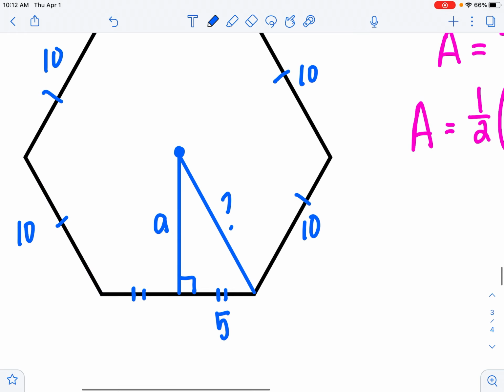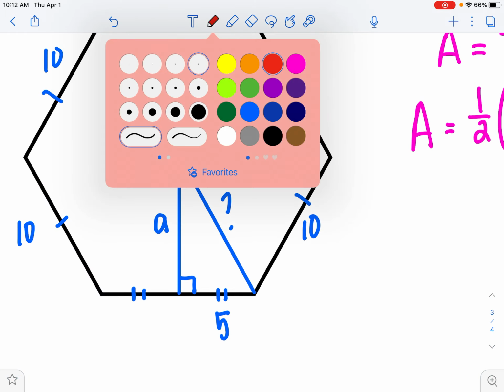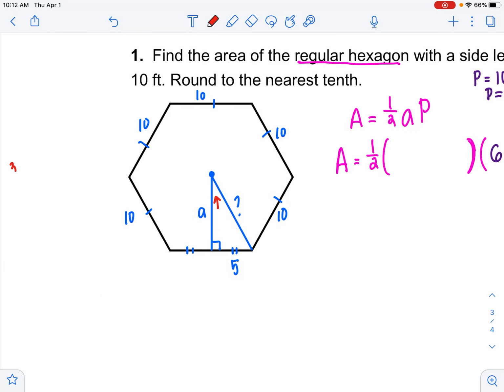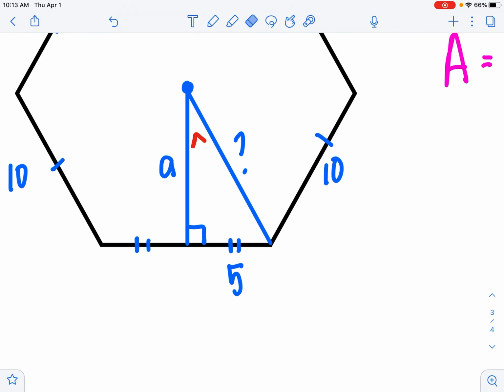All right, the next thing you're going to do is find this angle right here. And how are you going to find that angle? You're going to do 360 degrees divided by the number of sides, which is 6, divided by 2. So 360 divided by 6 is 60 degrees. 60 degrees divided by 2 is 30 degrees. So this angle right here is 30 degrees. I'm going to erase this question mark because I don't have it, nor do I need it. I need to solve for A, the apothem.